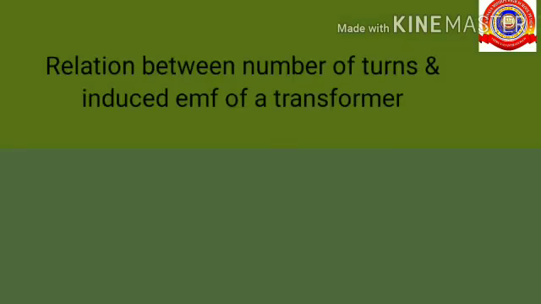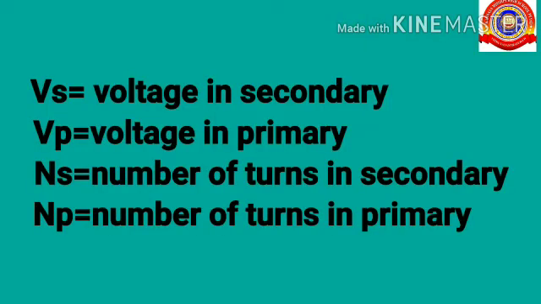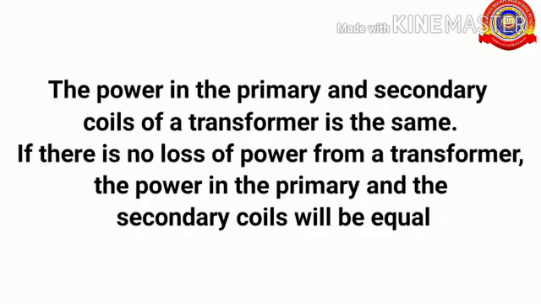There is a relation between the number of turns and the induced EMF of a transformer, and this can be expressed mathematically using the equation Vs/Vp = Ns/Np, where Vs is the voltage in the secondary, Vp is the voltage in the primary, Ns is the number of turns in the secondary, and Np is the number of turns in the primary. The power in the primary and secondary coils of a transformer is the same. If there is no loss of power from a transformer, the power in the primary and the secondary coils will be equal.